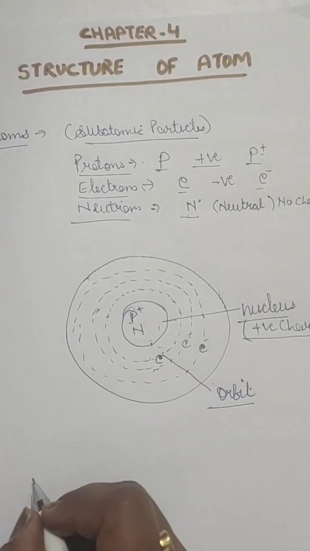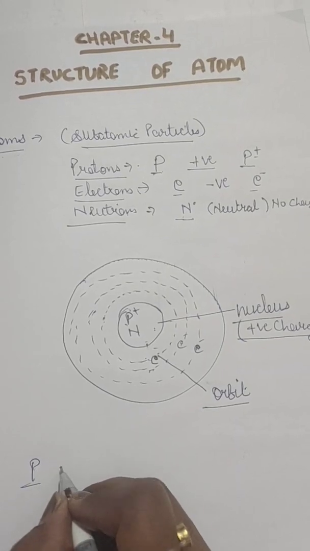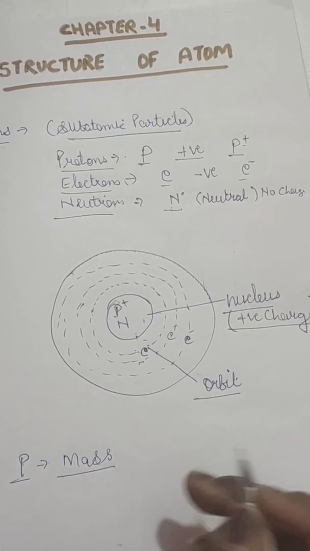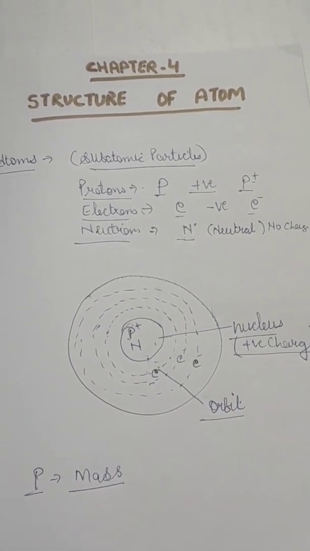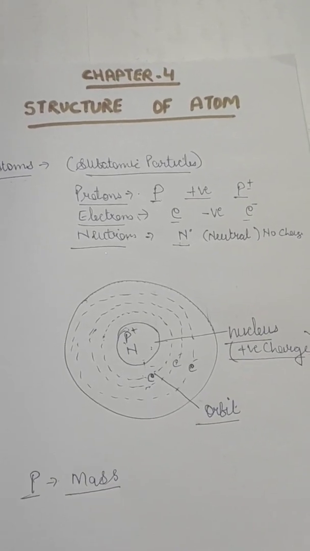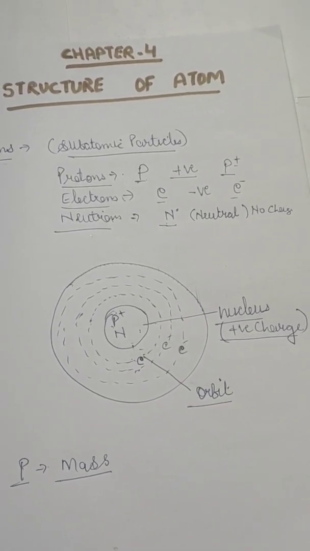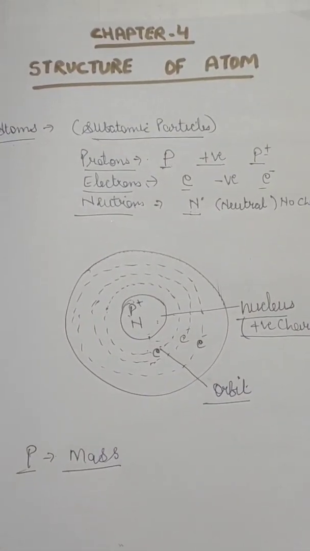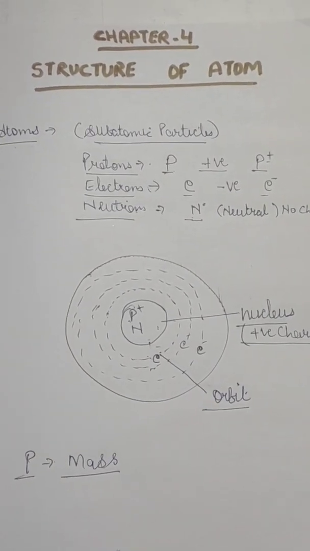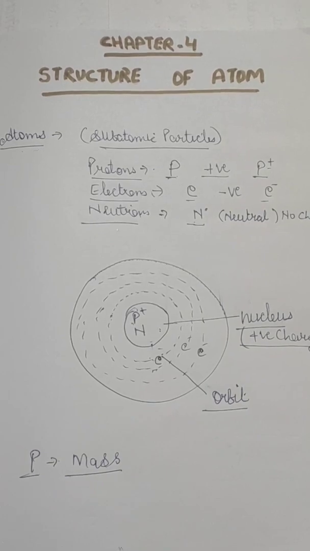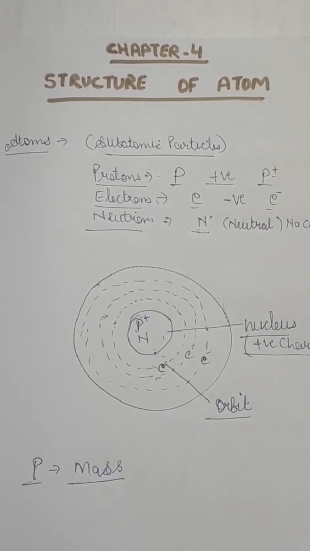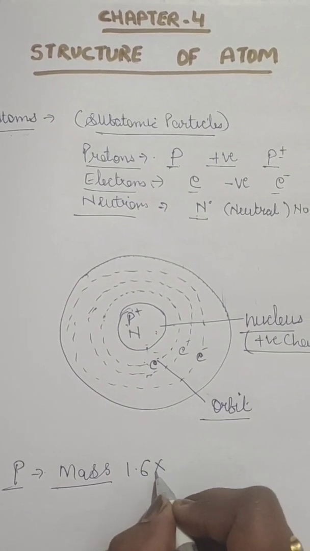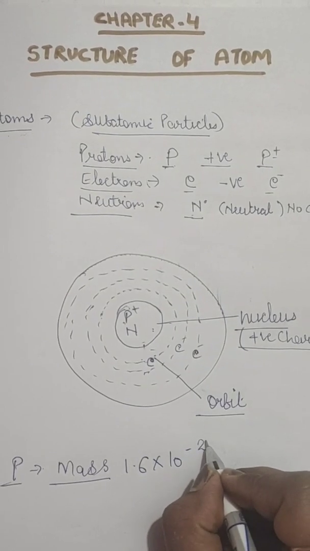Okay, so the proton has positive charge and it has mass. That means it has weight. The mass of a proton is very small because the atoms are already very small. All the mass of an atom depends upon the mass of the proton and neutron. So the mass of the proton is about 1.6 into 10 to the power minus 24 grams.